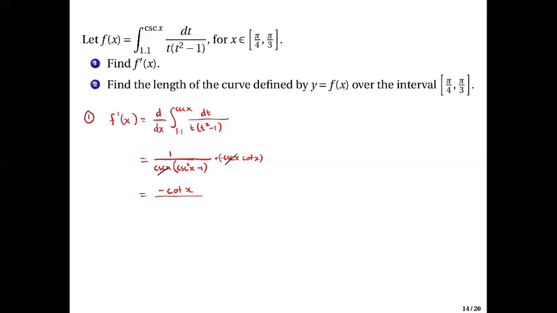The denominator will apply an identity. Cosecant squared x minus 1, that's cotangent squared x. Therefore, if we further simplify this, we'll just have negative 1 over cotangent x, or this is negative tangent x. So this is f prime of x. Okay?